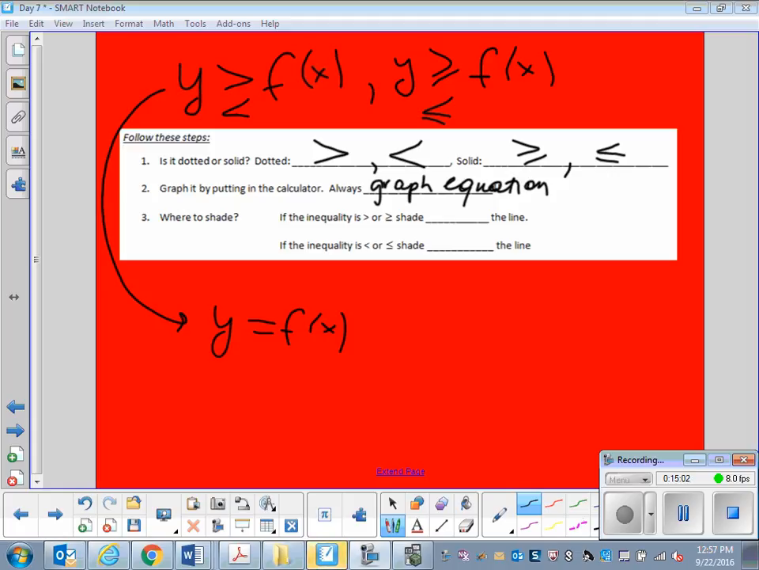And then we shade. If the inequality says greater than or greater or equal to, then I shade where? Above the line. And if the inequality says less than or equal to, I shade below. That's it. That's all for today. And now we just go through examples. Okay? So let's do that.